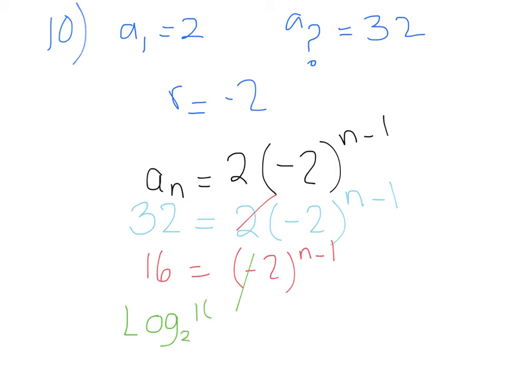Log base 2 of 16 equals n minus 1. Well, I know that 2 power 4 is 16. So log base 2 of 16, that's 4, equals n minus 1. And if I add the 1, I'll get n equals 5. So there are 5 terms in that sequence because the last term is the 5th term, so I have 5 terms.